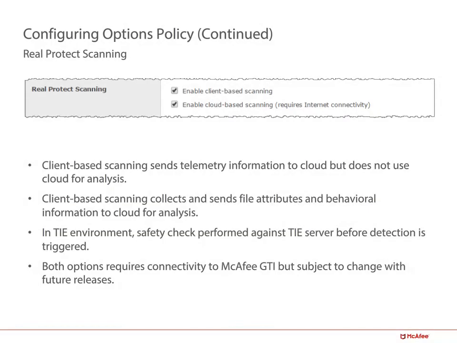In configuring the options policy for the real protect scanning, these two options are selected by default. You have enabled client-based scanning and you have enabled cloud-based scanning. Do realize that that does require internet connectivity. Always remember, the client-based scanning will send any telemetry information to the cloud, but it does not use the cloud for analysis. The client-based scanning collects and sends file attributes and behavioral information to the cloud for analysis.